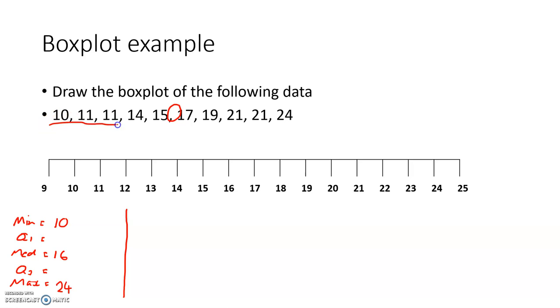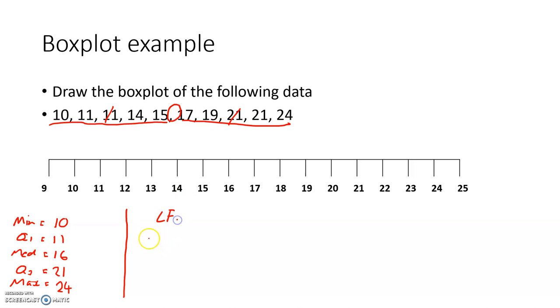Q1 is the median of the lower half. So Q1 is 11. And Q3, the median of the upper half, is 21. When we know these numbers, we then need to find out if there's any outliers.